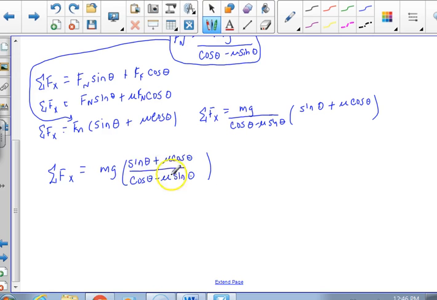Now, the equation could be used like this to go ahead to velocity, but I'm going to make a little change here. I'm going to transform our fraction by multiplying the numerator and denominator of the fraction by 1 over cosine. I've got sine theta plus mu cosine theta over cosine theta minus mu sine theta. I'm going to multiply each of these by 1 over cosine theta.